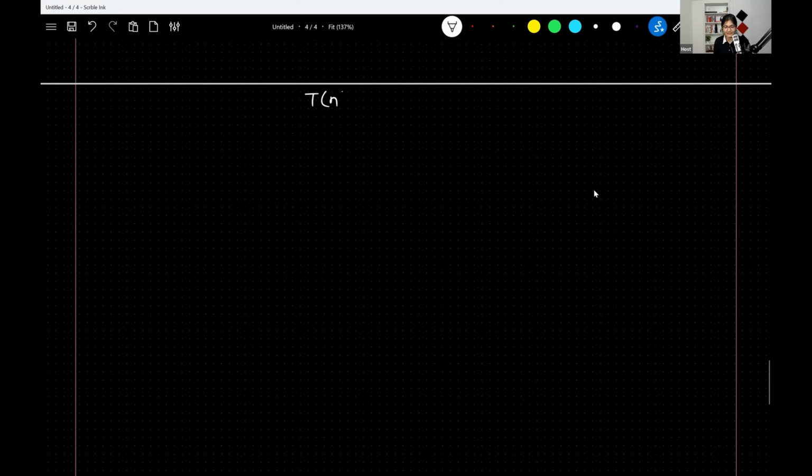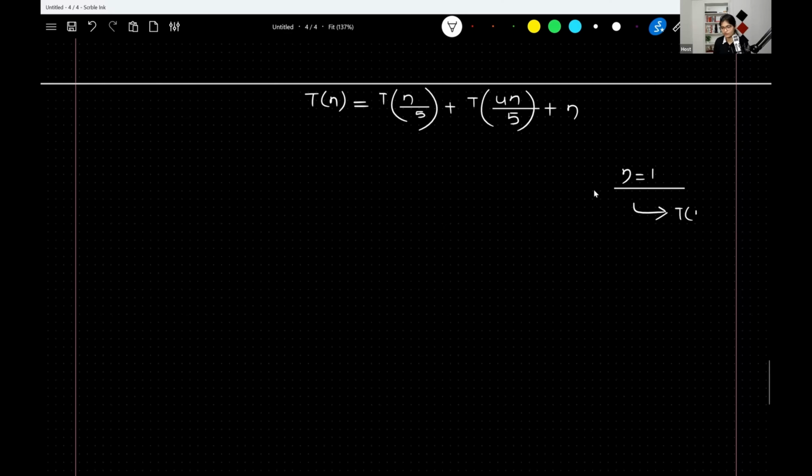Let's say you will be having the value of T(n) as T(n/5) + T(4n/5) + n. Okay? This is the equation. And the best case scenario will be when the value of n is 1. Consider when the value of n is 1, my T(1) is equal to 1. This is the best case scenario, let's assume. When the value of n is bigger than 1, this is the recurrence relation.